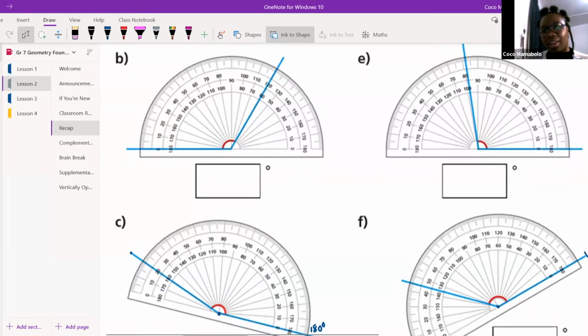Somebody says, Miss, I can't see E. Okay. But we've got B, E, C, and F. Lina Manga, are you still looking for angle D? Angle D was 145, if that's what you're looking for.